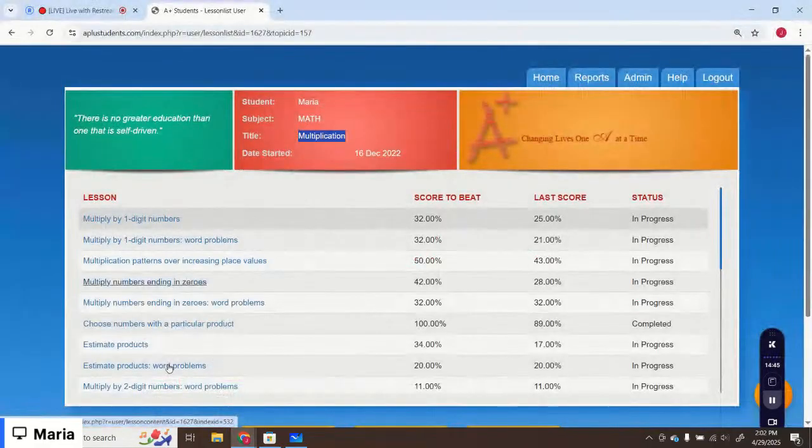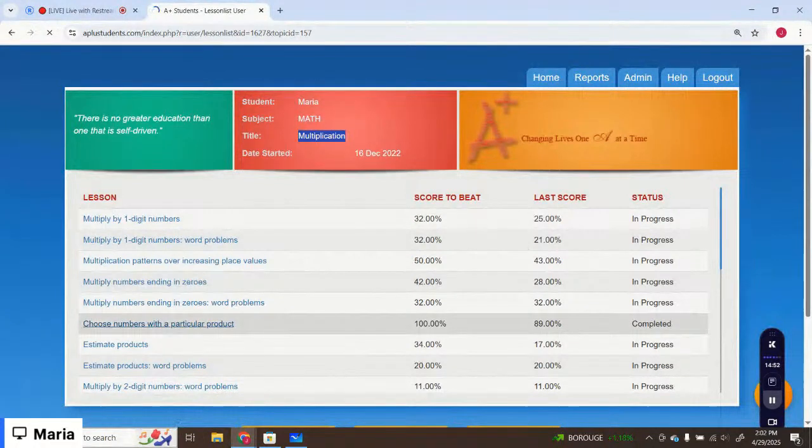Math, the chapter we're on right now is multiplication. Let's just start with the lesson that is choose numbers with a particular product.